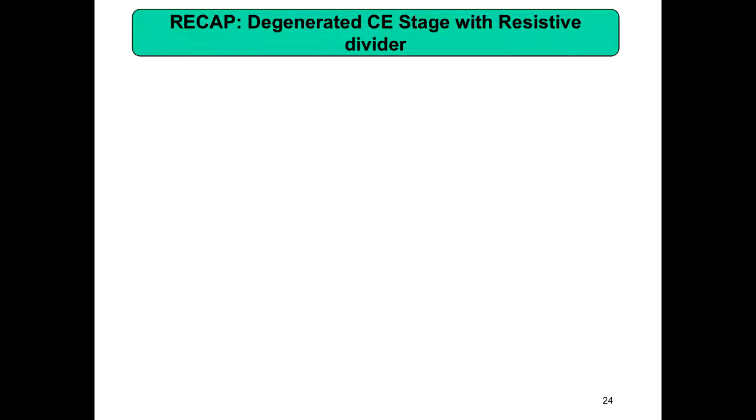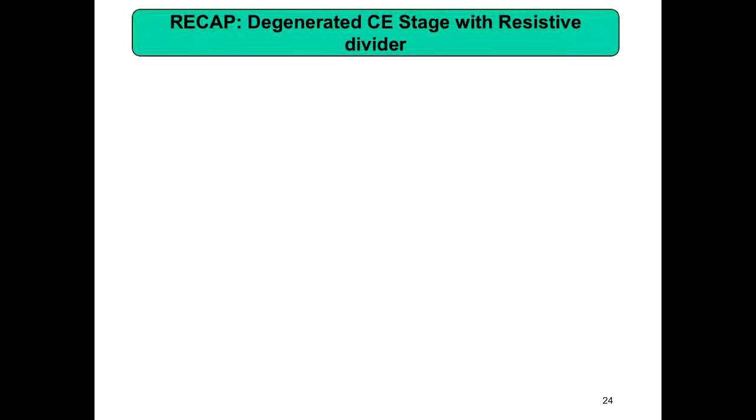Good morning. So in the last lecture we discussed a common emitter stage with different topologies. In the sense we have got a resistor divider, and then we looked at the expression for gain.